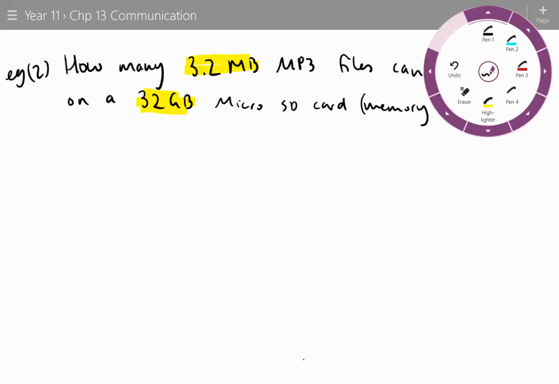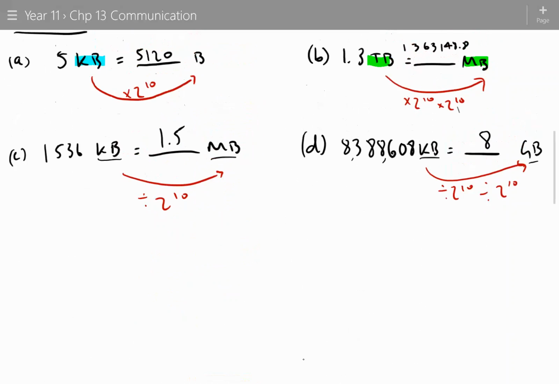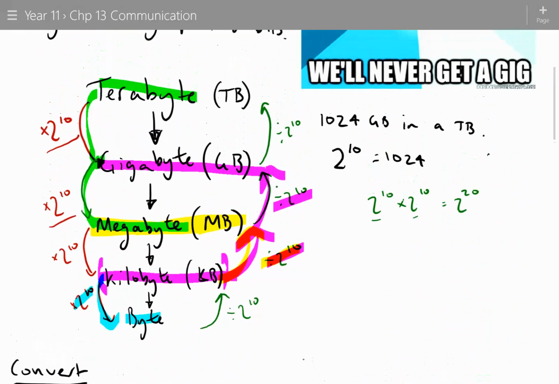Well, because this is in megabytes and this is going into our 32 gigs, let's change 32 gigabytes in terms of megabytes. So let's convert. Let's convert 32 gigabytes to how many megabytes? We're going to get them in the same units. That'll help us out. So let's think about this. How do we go from gigabyte to megabyte? Go back up to the notes. Let's scroll back up. We're going gigabytes to megabytes.